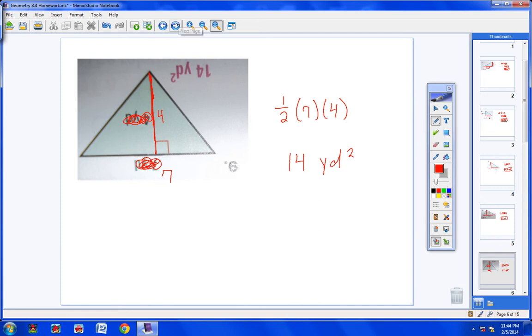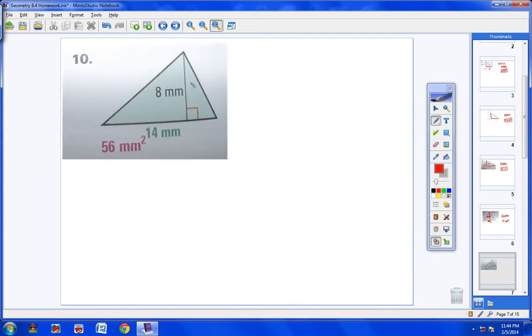14 square yards. Okay, moving on to number 10. Alright, no trick on this one. Here's your base. It's going straight across. Here's the height of your triangle. So in order to find the area of that triangle, it's 1/2 times the base times the height. 1/2 times 14 times 8 would give you 56 millimeters squared. Okay, that's the area of that triangle.